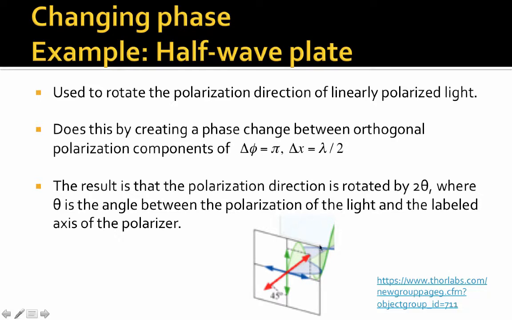The polarization direction of the light is this red light. The angle between it and the axis of the wave plate would be, say, the green line or the blue line, depending on how it's labeled. In this case, it looks as though theta is 45 degrees. And that means that our polarization direction would change by 90, or 2 times 45.